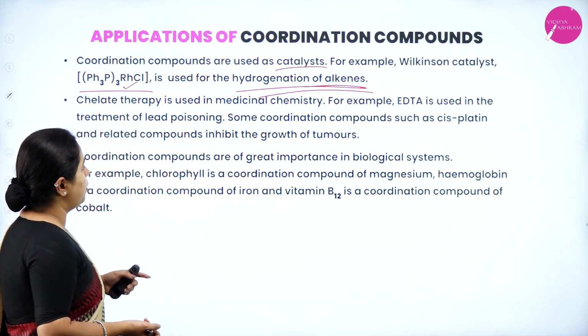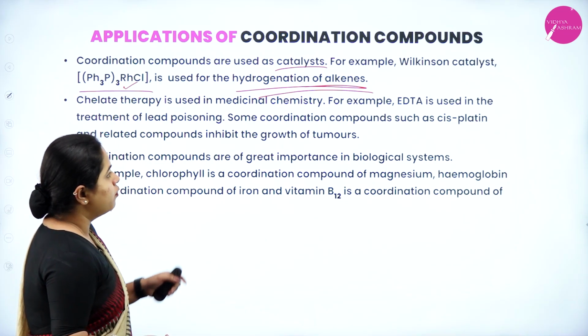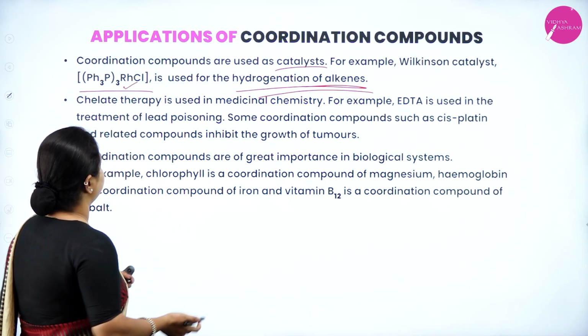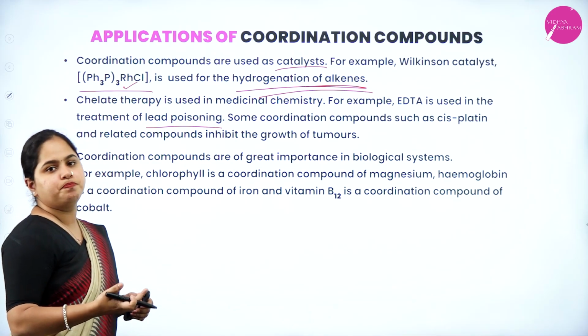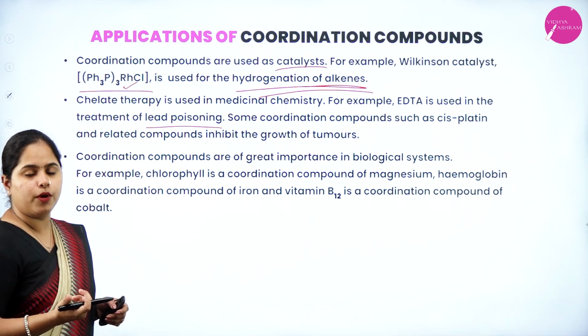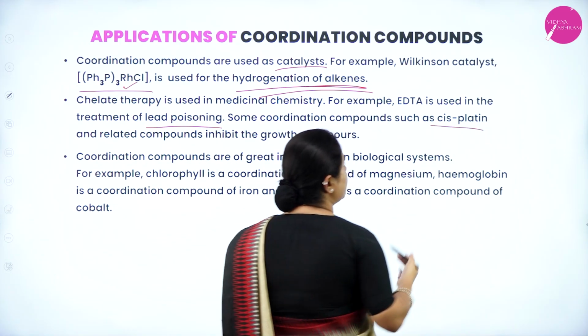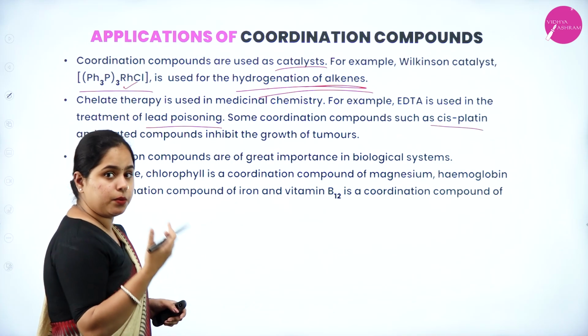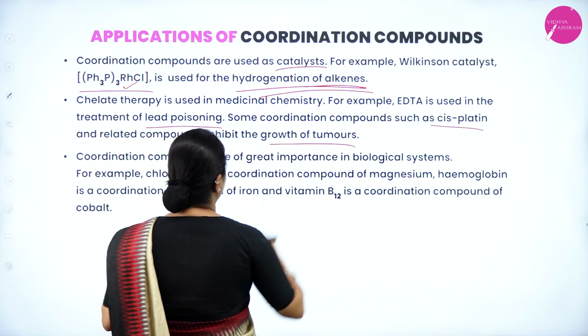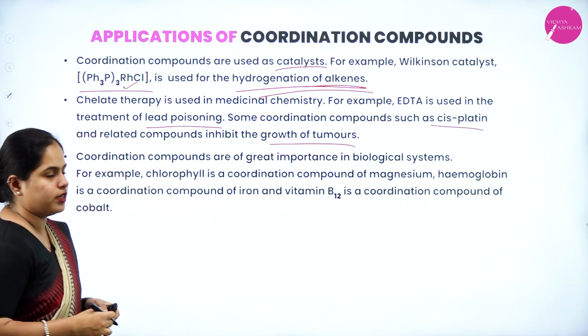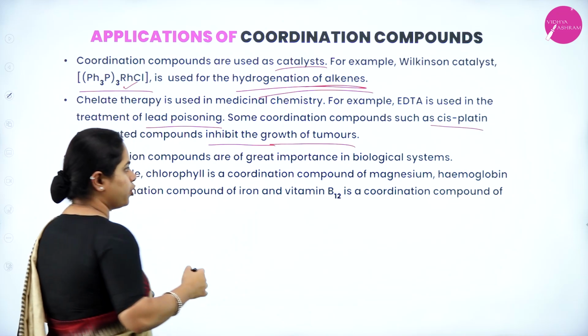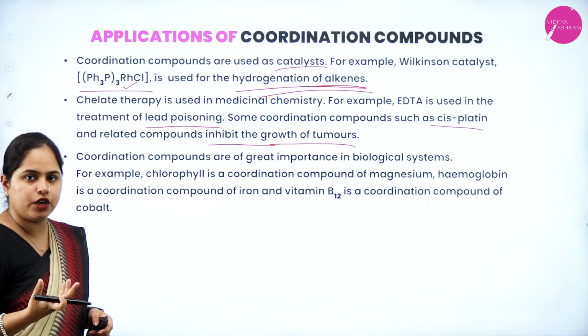Now, chelate therapy is used in medicinal chemistry. For example, EDTA is used in the treatment of lead poisoning. It is also a coordination compound, right? Some coordination compounds such as cisplatin, which I discussed in the beginning, are used in the treatment of cancer, in inhibiting the growth of tumors. That means it is used in the treatment of cancer.